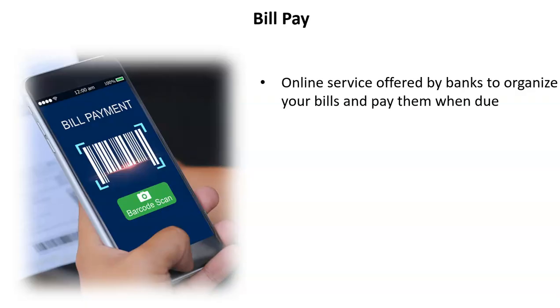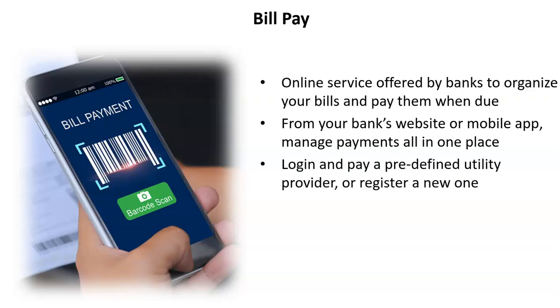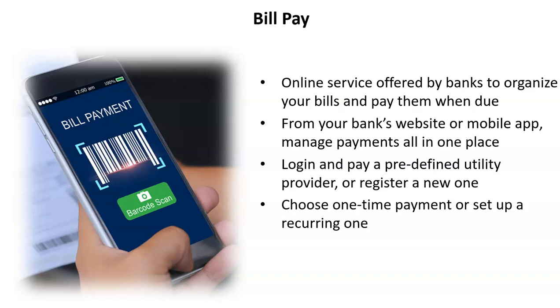Online services offered by banks to organize your bills and pay them when due. From your bank's website or mobile app, manage payments all in one place. Log in and pay a predefined utility provider or register a new one. You can add billers. You can choose one time, or you can give auto pay instructions also, that is recurring. Every month electricity or water bill or IGL bill or any other bill is paid on due date.